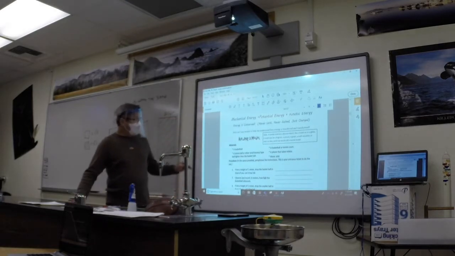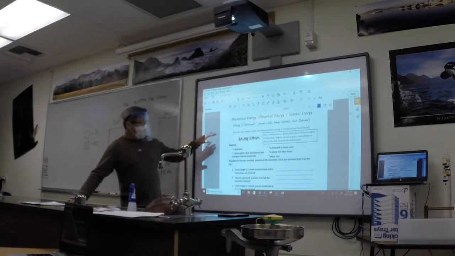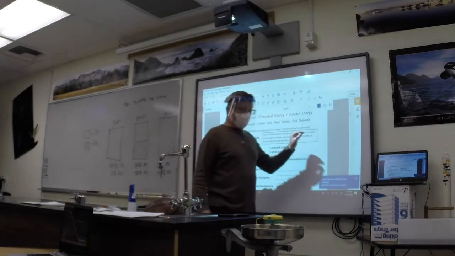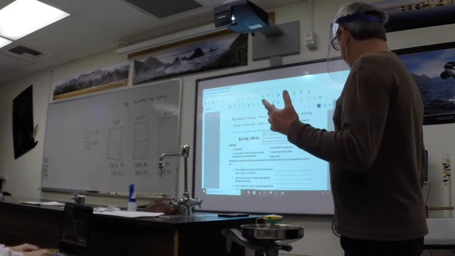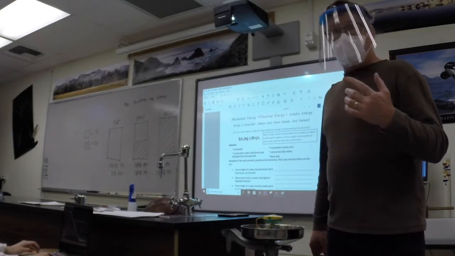How can I use models to help me understand how energy is transferred and transformed? Right. How can I use models to help me understand how energy is transferred and transformed? So we're going to be making some models to try to understand these energy transfers.